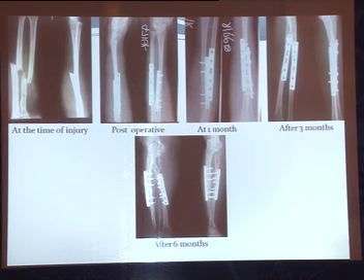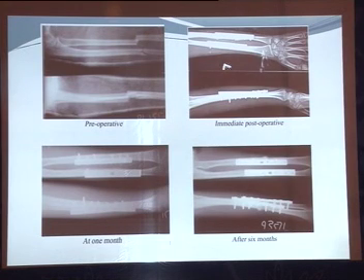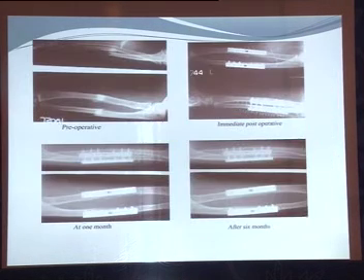This is the second case, fixed with LCP, showing good reduction and good fracture healing. These are the clinical photographs. And coming to the LC-DCP clinical photographs, the radiograph shows both bones forearm in the first, and the immediate post-op X-rays and regular follow-up X-rays show good fracture healing. Then these are the clinical photographs. This is the second case fixed with LC-DCP.